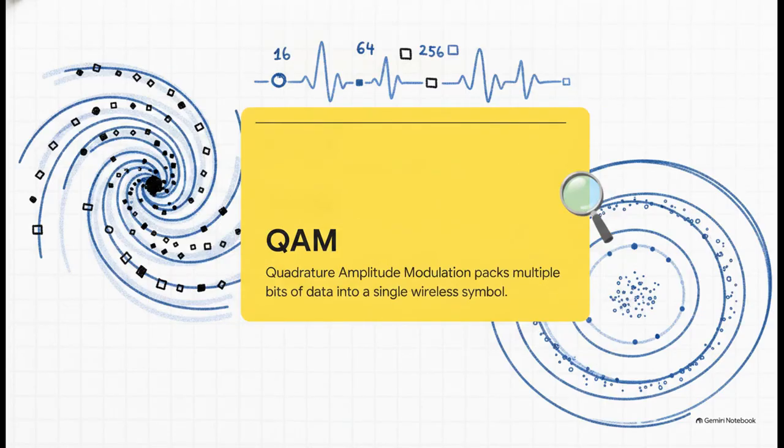Now, modern Wi-Fi takes this concept and cranks it up with a technique called QAM, or Quadrature Amplitude Modulation. Instead of just tweaking a wave for one bit of data, QAM lets us pack multiple bits into a single wireless symbol. You've probably seen terms like 16 QAM or 256 QAM. The rule of thumb here is simple. The higher that QAM number, the more bits you can efficiently cram into a single pulse, assuming, of course, you've got a strong, clear wireless signal.